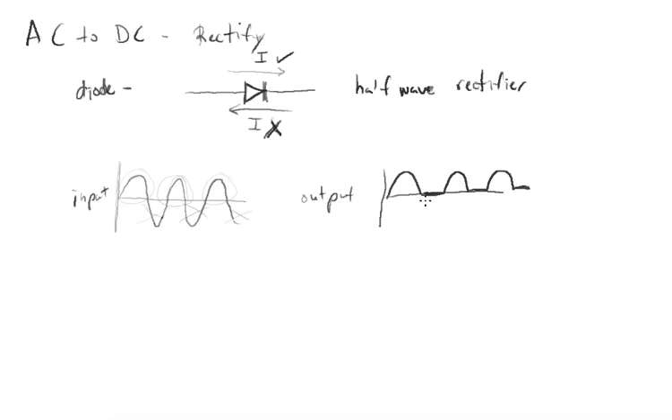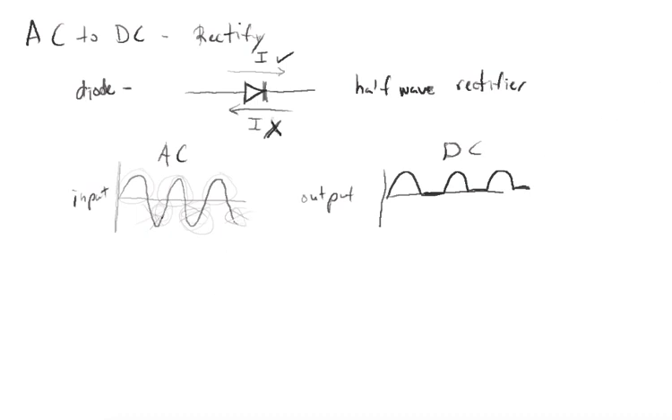But the problem with this is, yes, this is now DC current. Here it was AC, but now here it's DC. The problem with this is we're wasting a lot of energy. Like half of our energy, all this energy we spent in producing all these negative direction currents, all the back ones, we're just cutting it off. We're getting rid of it.